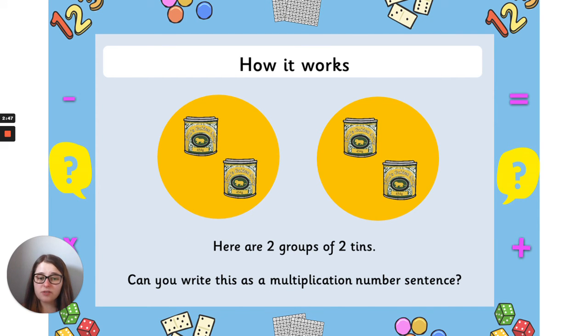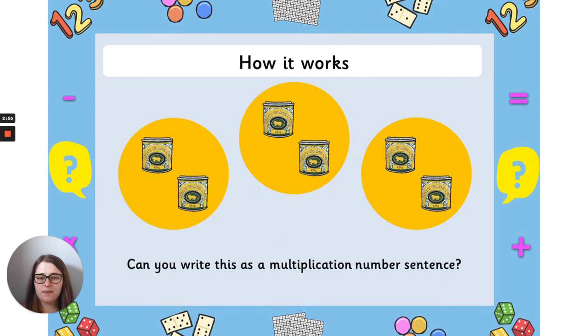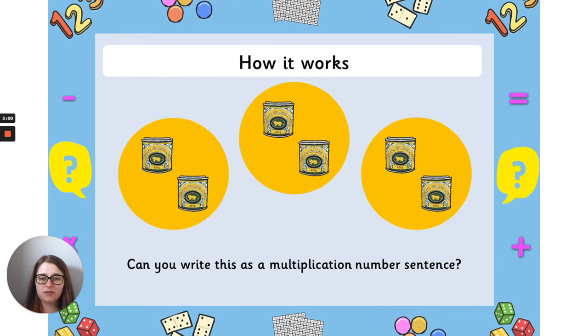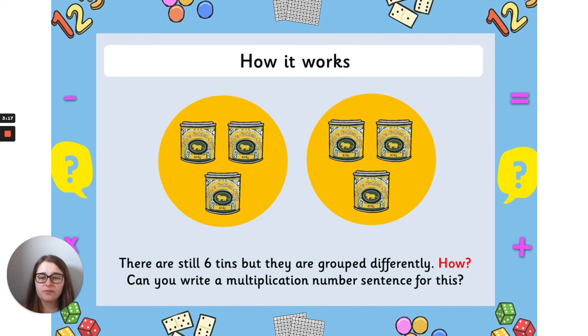Here are two groups of two tins. Can you write this as a multiplication number sentence? So pause the video now. How would you write that? Okay, so it would be 2 times 2 equals 4. Well done. So here we've got 3 groups of 2 tins. Can you write this as a multiplication number sentence? Okay, so that would say 2 times 3 equals 6.